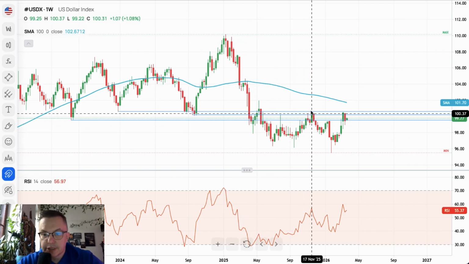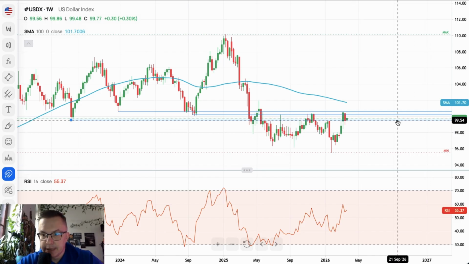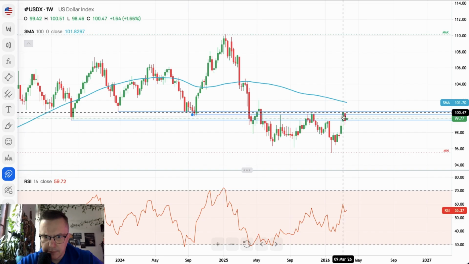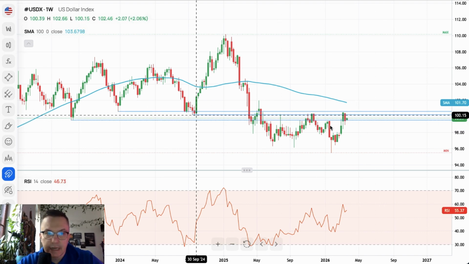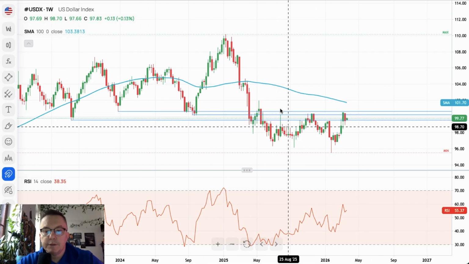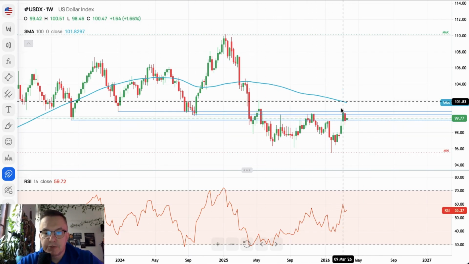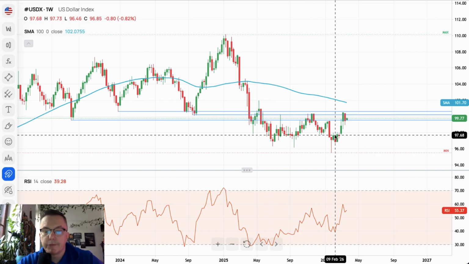Rejection, rejection, rejection. So this area here, 99.54, 100.50, is the key area to the upside. Any breakout above this area is bullish, so please consider that situation on the weekly. What is going on? The bulls keep trying. Dips are being bought on US dollar.